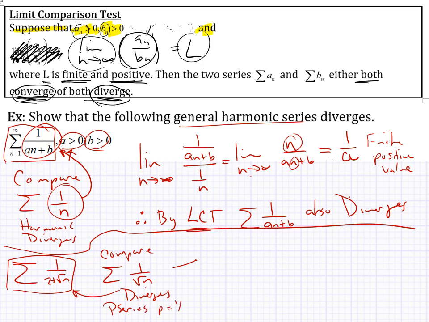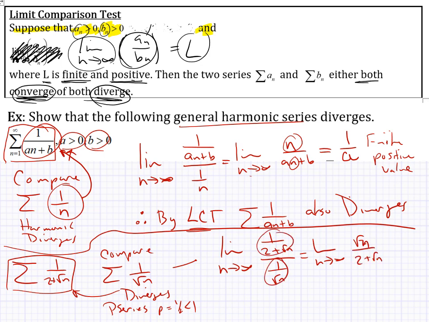P is a half, which is less than 1. So if I then do the limit as n goes to infinity of 1 over 2 plus the square root of n divided by 1 over the square root of n, I would get the limit as n goes to infinity of square root of n over 2 plus the square root of n, because why? I have a fraction divided by fraction, flip and multiply.